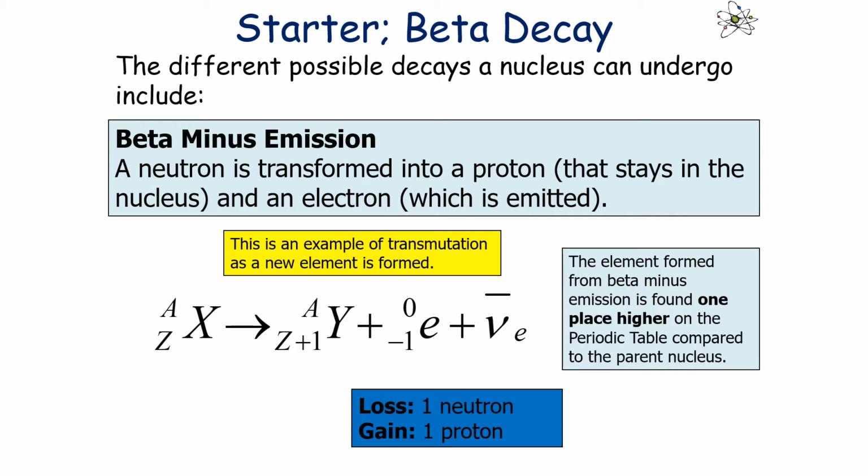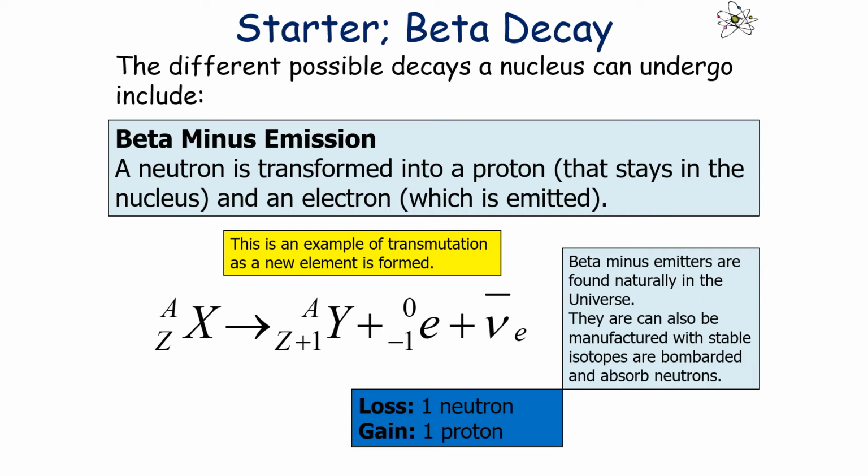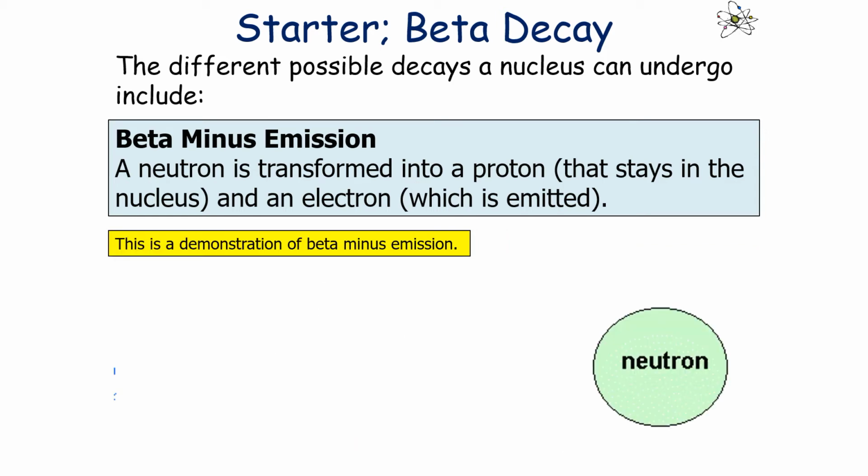Now, the element formed in beta minus emission is found 1 place higher on the periodic table compared to the parent nucleus. Now, beta minus emitters, like we said before, are found naturally in the universe, and this is an example of beta minus emission.